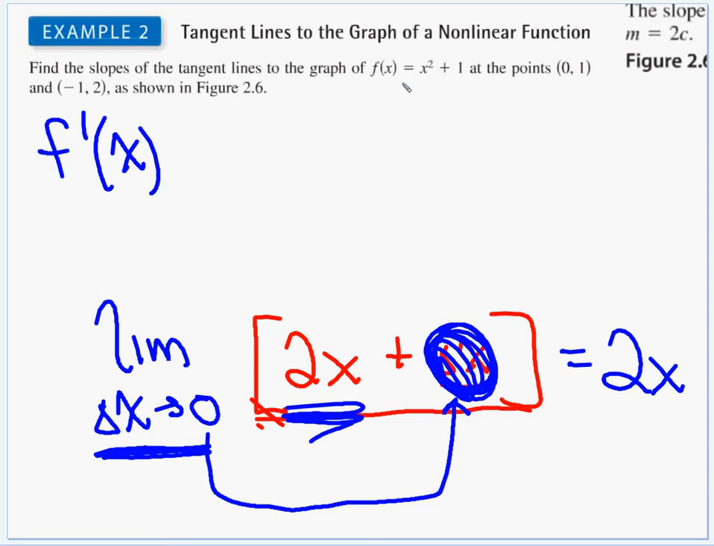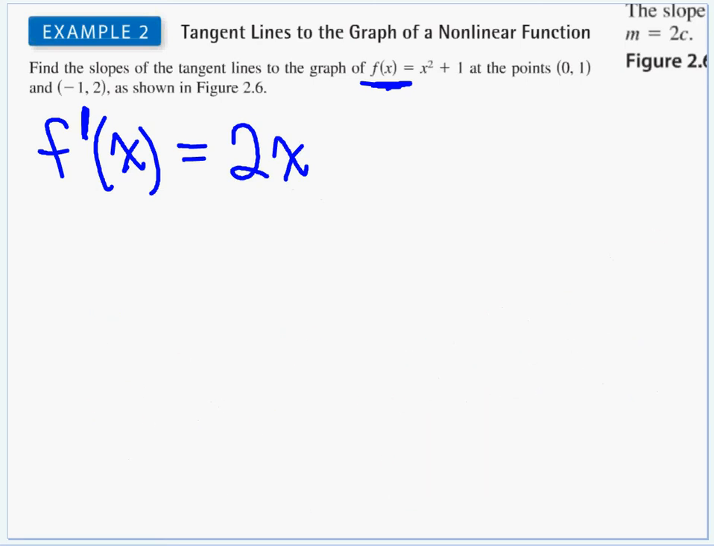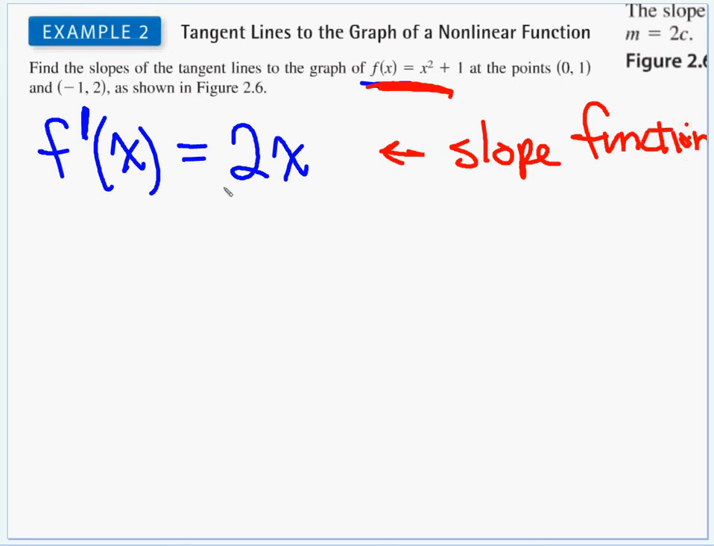Our original function was f of x. We denote a derivative, the easiest way, by this prime notation. So f prime of x is 2x. This is also a function. Our original function was a position function. This is a slope function. We put in x values and slopes pop out.